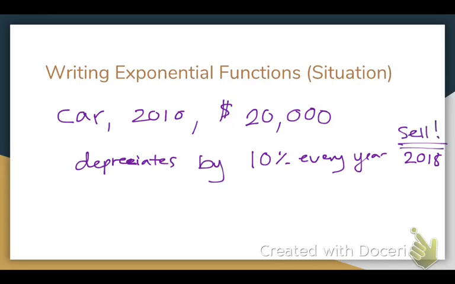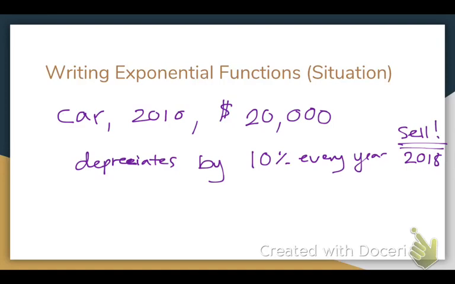I want to know how much my car is worth this year. How much should I sell it for? If it's perfect condition, I've taken amazing care of it, it's never been in an accident, and so forth, how much can we sell it for? So let's create an equation. We need to know our A value and we need to know our B value. And from there, we can put it into an equation.